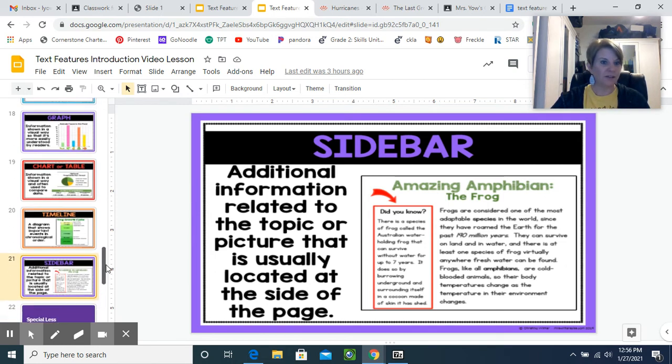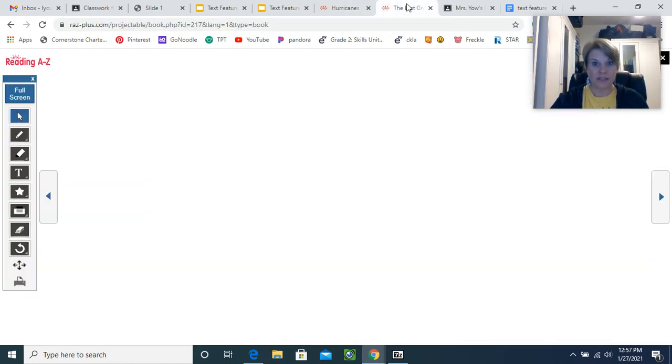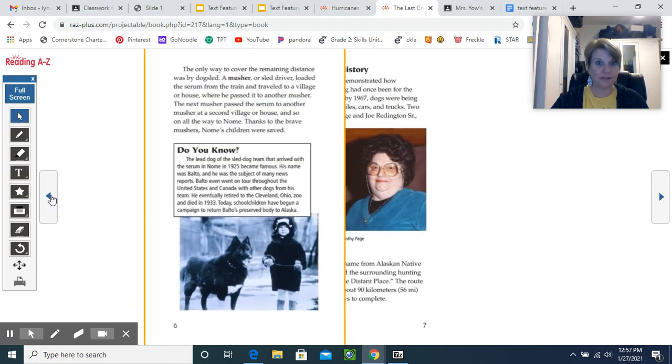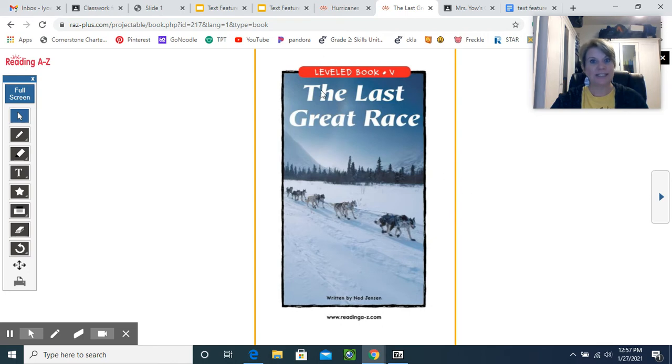All right, so the others I'm not going to go through today. There's special less common text features that we may get to towards the end of our unit, like as a bonus. But what I want to do is I want to quickly show you a book. This is actually a book on Raz Kids. Oops, I should have gone back to the beginning of the book before I started. Sorry. This is actually a book on Raz Kids. It's under level V. So if you decide that this looks interesting to you and you'd like to read it, it's called The Last Great Race, and it's under level V in Raz Kids.